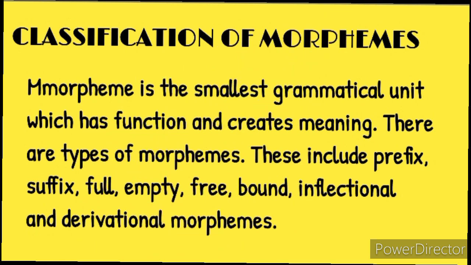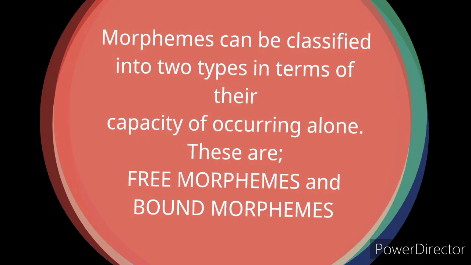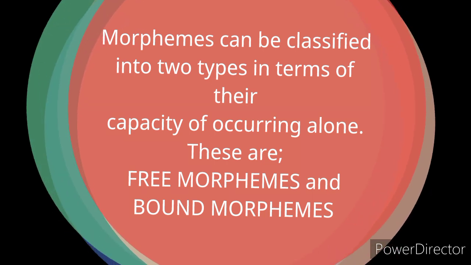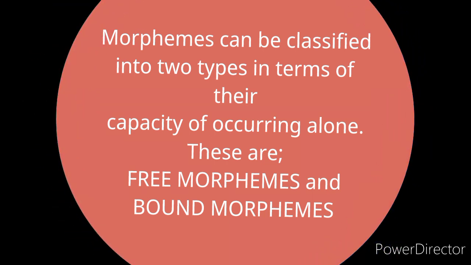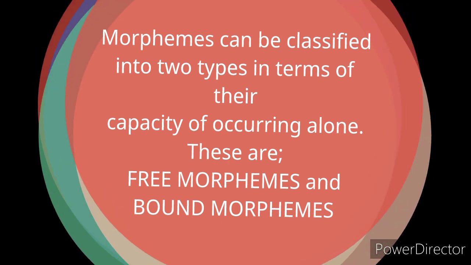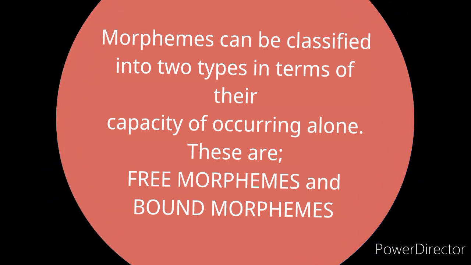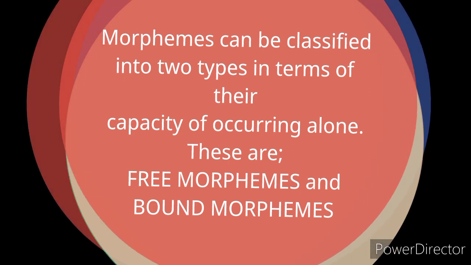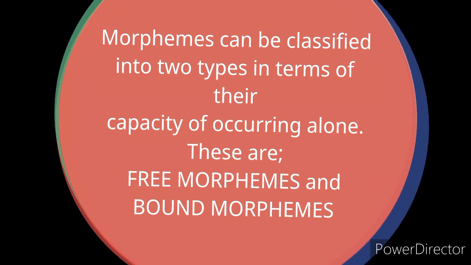Let us move to the classification of morphemes. Morpheme is the smallest grammatical unit which has function and creates meaning. There are types of morphemes. These include prefix, suffix, full, empty, free, bound, inflectional, and derivational morphemes. So we are going to talk about these types one after the other. Morphemes can be classified into 2 types in terms of their capacity of occurring alone. These are free morphemes and bound morphemes.